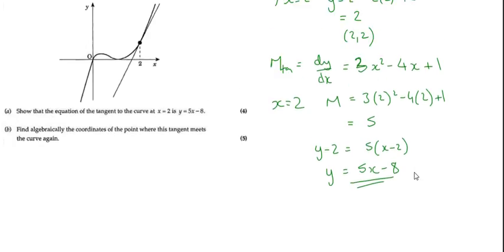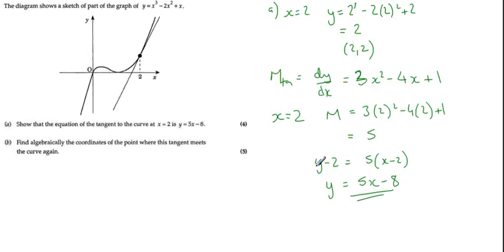Okay, part B, find algebraically the coordinates of the point where this tangent meets the curve again. Okay, so tangent meets the curve, that's a point of intersection question. So we know we're going to set up our points of intersection by solving simultaneous equations. Both these equations are equal to y. So let's make them equal to each other. x cubed minus 2x squared plus x is equal to 5x minus 8.